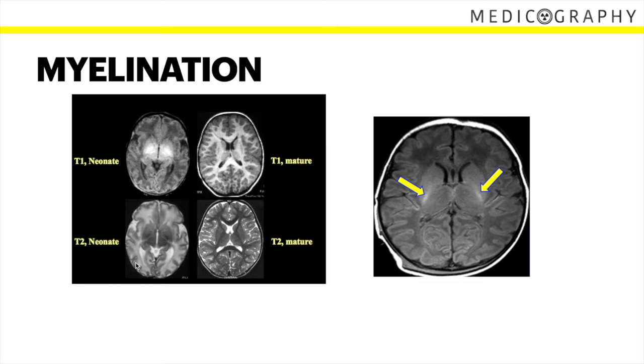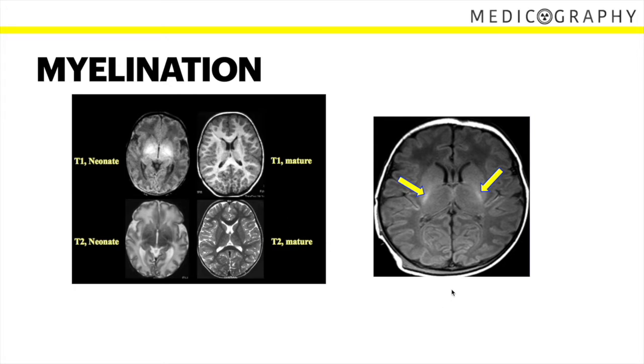As the fatty progression and myelination begin, it's going to mature like this. The white matter on T1 is whiter, and the gray matter is grayer. And here on T2 mature, the white matter is grayer. Look at the difference between the neonate and the mature.